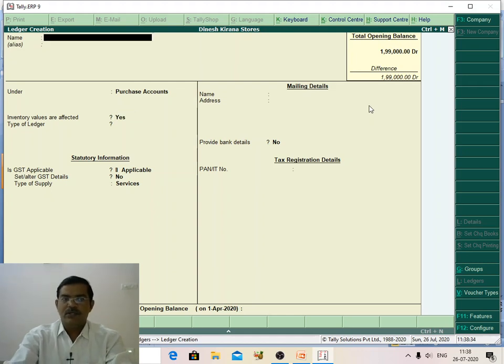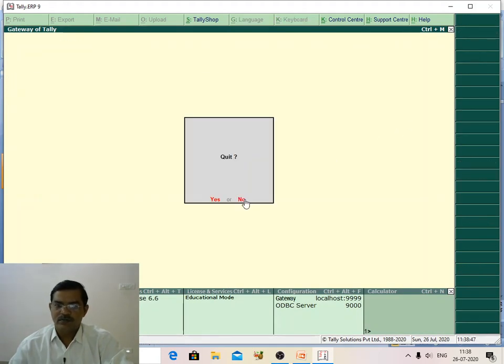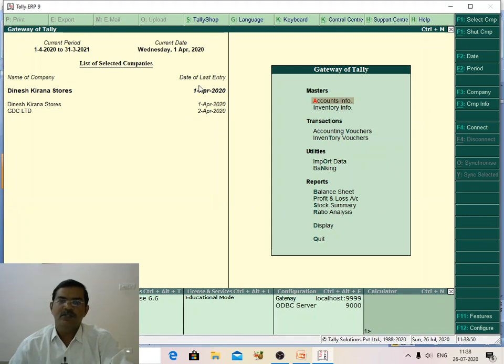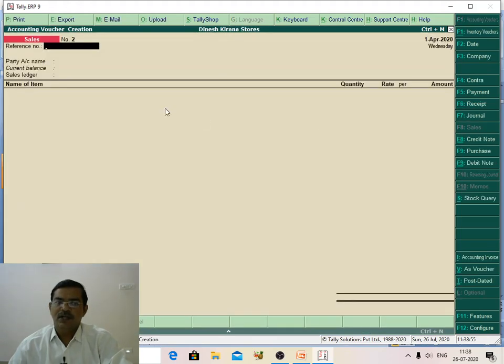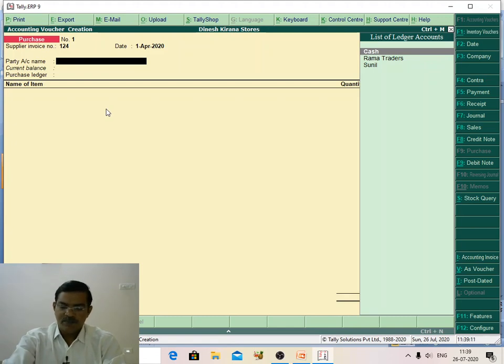Now here you can see the amount available, 1,99,000 opening balance is there. Okay, now I am going to post the purchase voucher. What is the path to post the purchase voucher? Go to Gateway of Tally, select Accounting Vouchers, and under Accounting Vouchers select Purchases, F9. This screen will appear in item invoice mode.